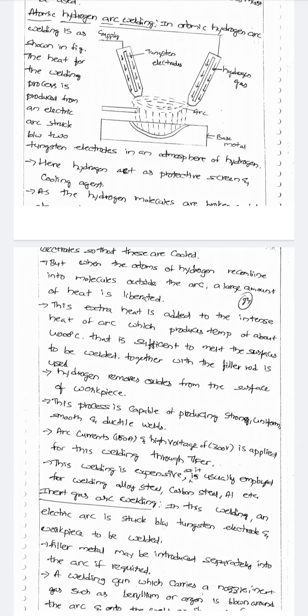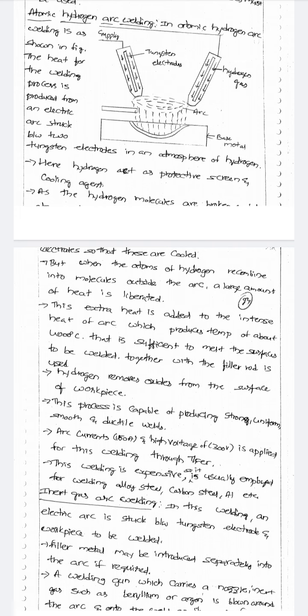Good morning, students. In the last class, the two various weldings are over. Now, the next variation of arc welding. The next one is automatic hydrogen arc welding. See that picture? In this case, hydrogen acts as a protective screen and cooling agent.